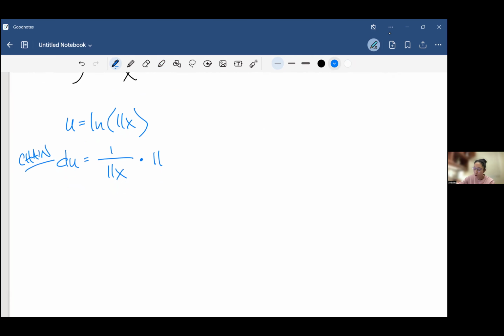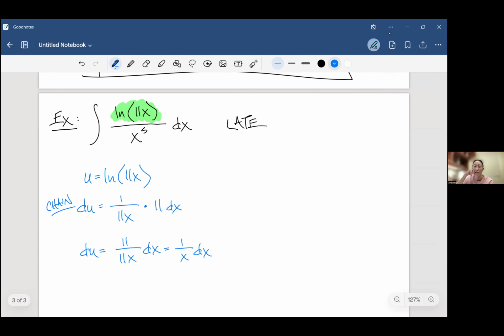Okay, so a lot of these questions do involve more than one rule. I see natural log of something that's not just x, so I have to use my chain rule. But let's clean this up for a moment, all right? This is really saying, oops, don't forget the dx. This du is really 11 over 11x dx, which we can simplify to 1 over x dx. Okay.